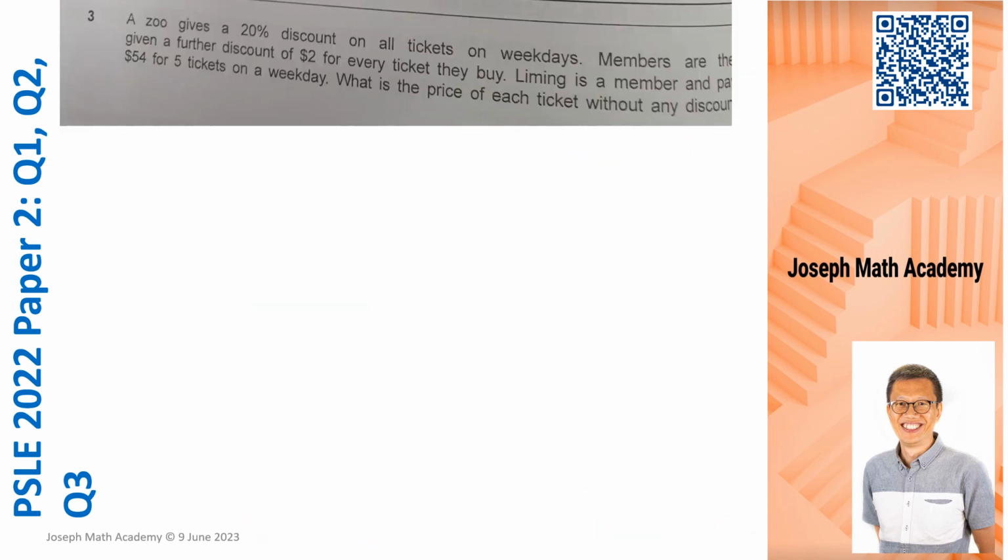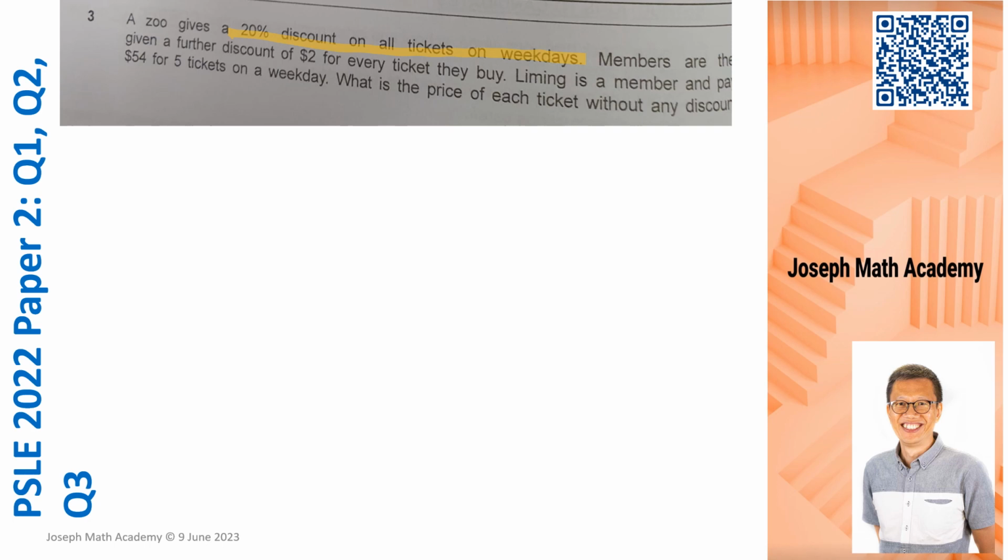It is a percentage question. I always like to present my answer using a little bit of a line graph, like how we tackle science questions. Okay, let's take a look at the question. Let's read and annotate. A zoo gives 20% discount on all the tickets on weekdays. All, that means all the zoo visitors are given 20% discount.